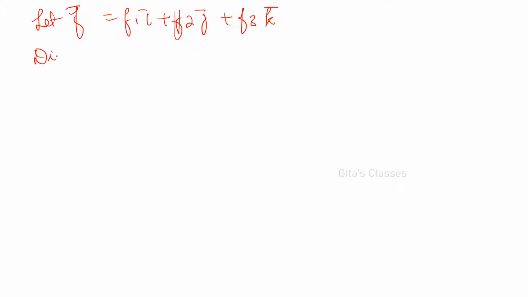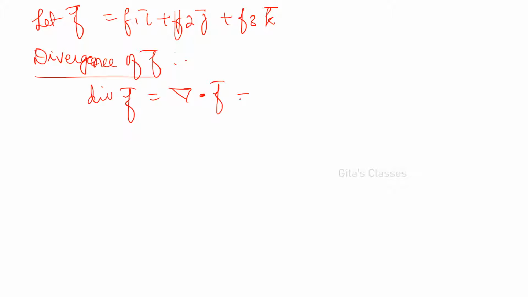Del is applied to a vector point function f bar. Let f bar be f1i plus f2j plus f3k. Then del dot f is called divergence of f. What is divergence? Del is what? I into dou by dou x plus j into dou by dou y plus k into dou by dou z. So divergence is denoted by div. Divergence of f is del dot f.